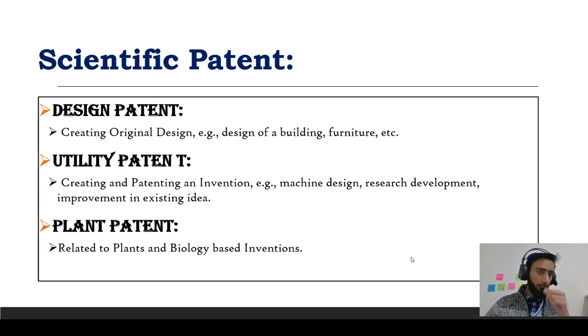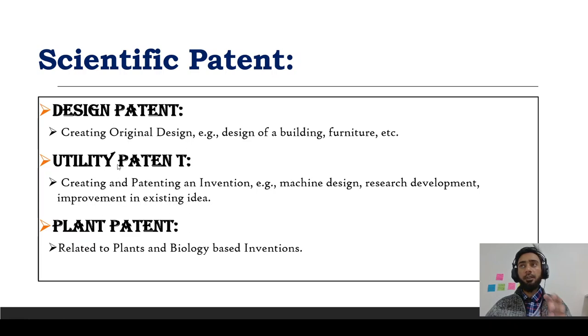From the perspective of patents, first of all, there are design patents. For example, if you are designing a building, or designing some sort of specific furniture, then these are called design patents. The second one are the utility patents.